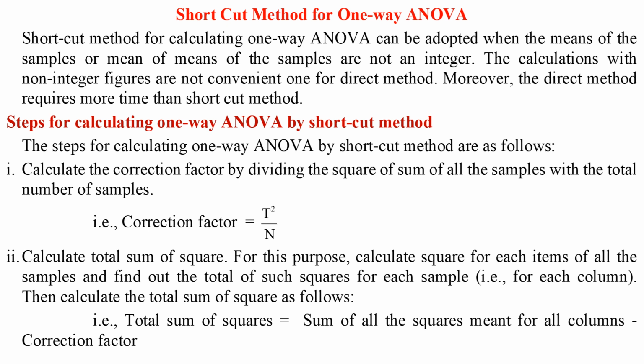For this purpose, calculate the square for each item of all the samples and find out the total of such squares for each sample, i.e., for each column. Then calculate the total sum of squares as follows: total sum of squares equals the sum of all the squares for all columns minus the correction factor.